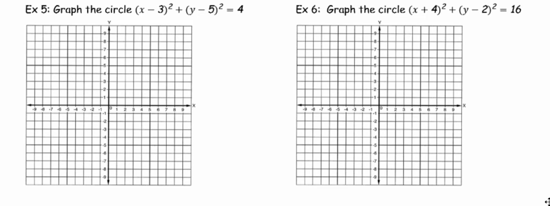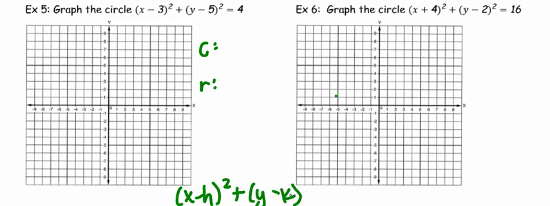Right, we're going to take a look at this example 5 here. All we're doing is graphing the circle, and to do that you need to know the center. So I'm going to put C for center and R for radius. And down here at the bottom I'm going to write our generic equation that we had before, (x - h)^2 + (y - k)^2 = r^2.